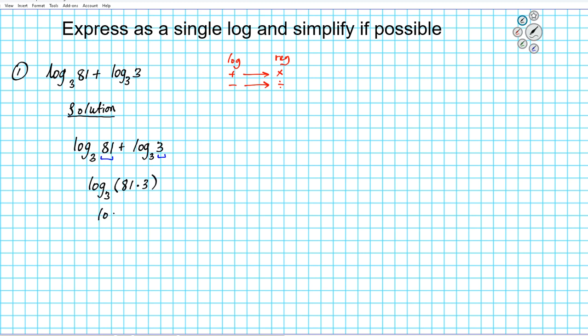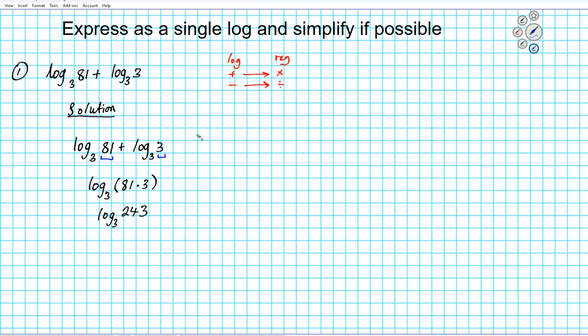When we multiply that, we get log base 3 of 243. Now, is this reducible? If we can express the logarithmic argument 243 as a power of 3, then we can use the inverse property to simplify that. So let's exhaust the powers of 3 up to beyond 243 to see if we can hit this target.